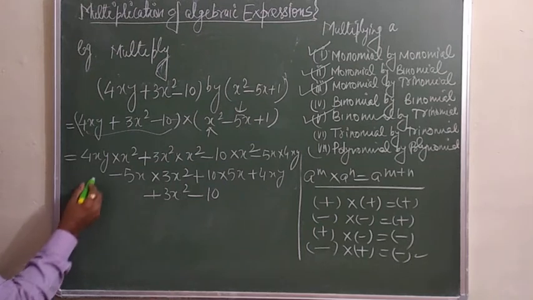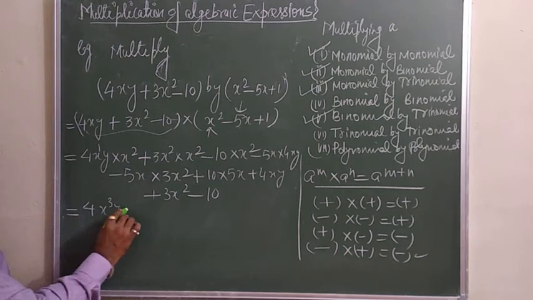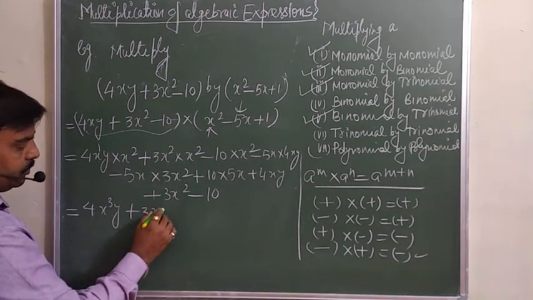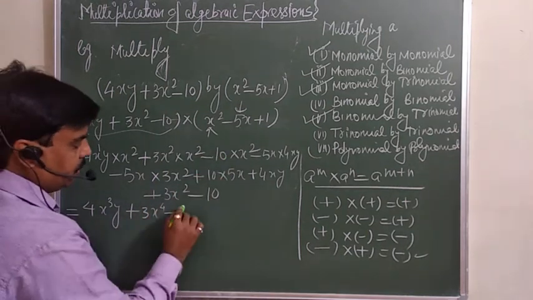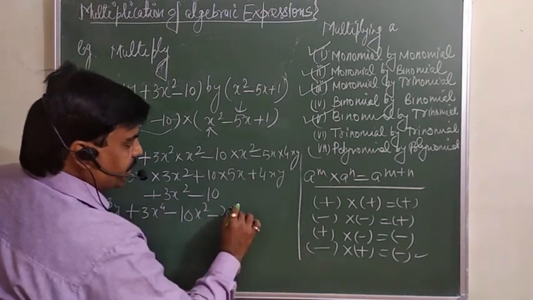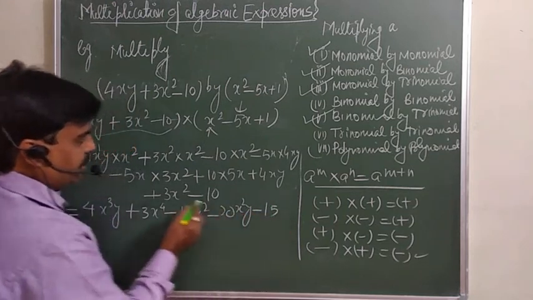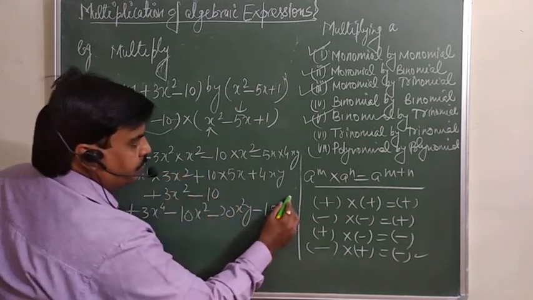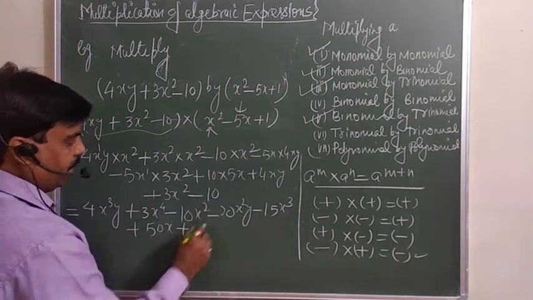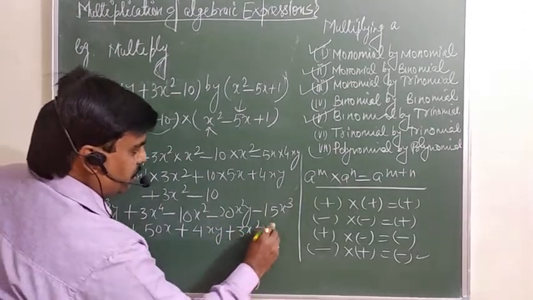Now look here. 4, x raised to power 1 and 2, this is x cube, 3 will be there, plus 3 x raised to power 2 and 2, x raised to power 4, minus this is 10x square, minus 5 for the 20, x into x is x square into y. This is minus 15, x raised to power 1 and 2, x cube. This is your plus 50x. 4xy will remain as it is plus 3x square minus 10.